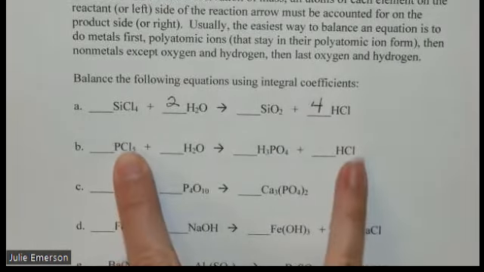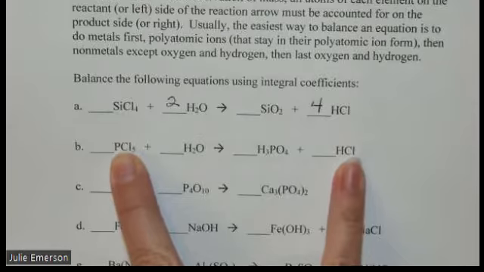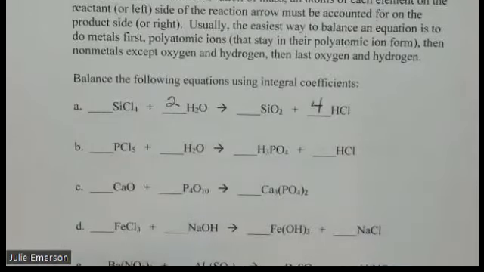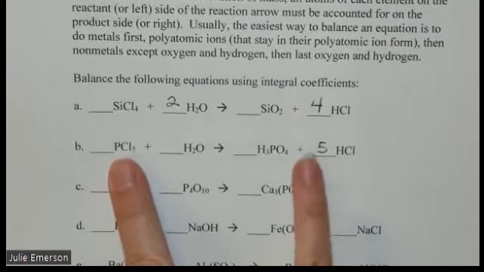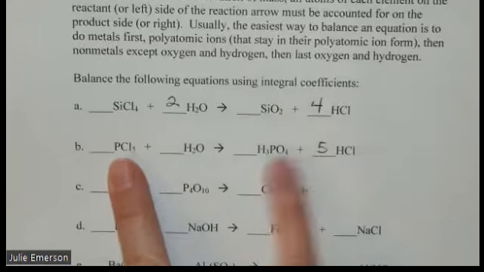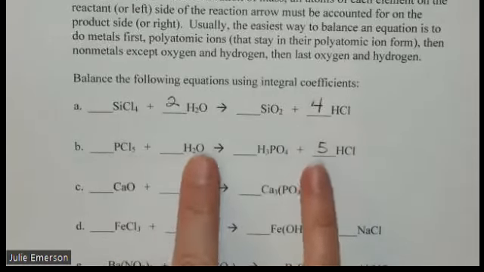I check my chlorine on the product side. I've only got one in the HCl. So I'm going to multiply HCl by 5. So that fixes 5 chlorines on both sides. I'm not going to look at the hydrogen, because again, there's hydrogen in 2 places here. So there's one more element to do next.